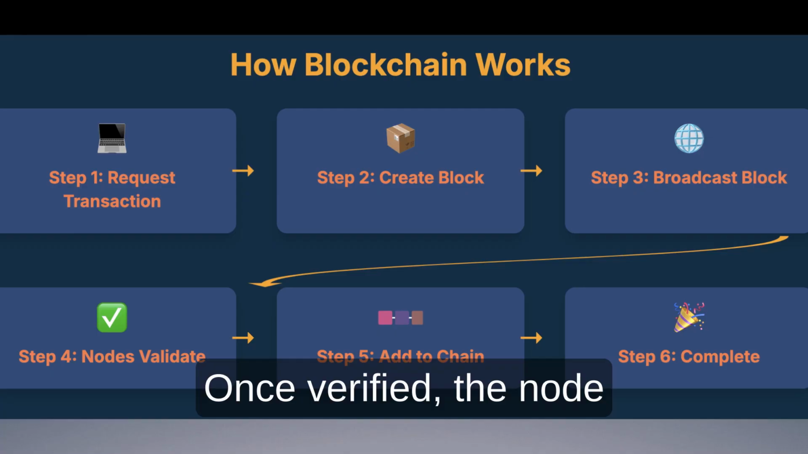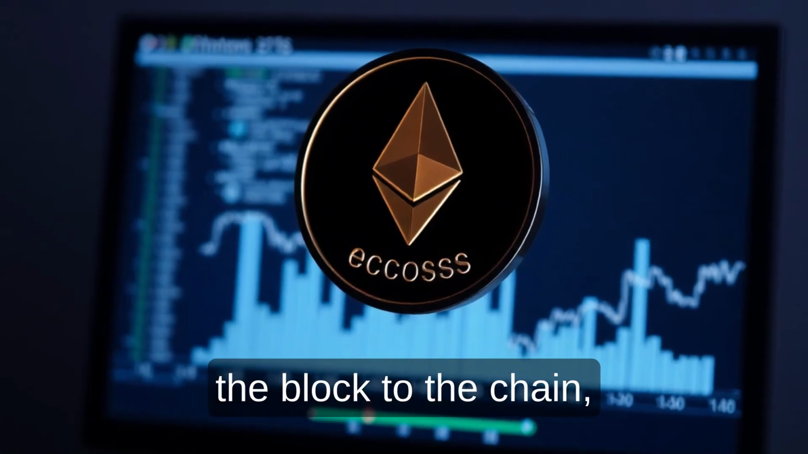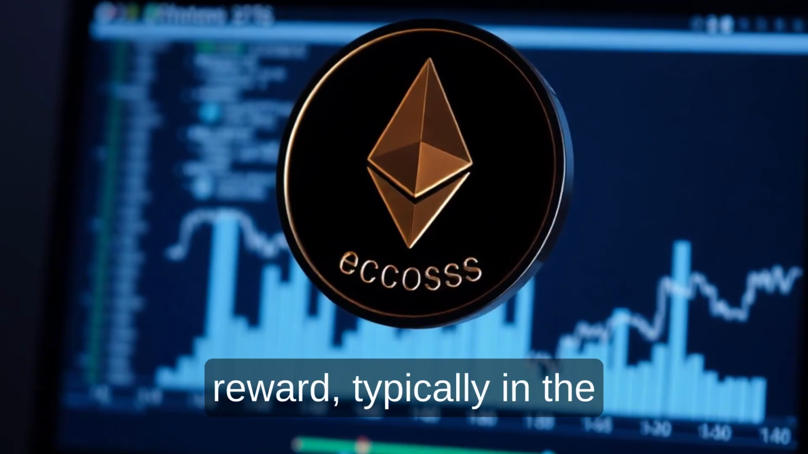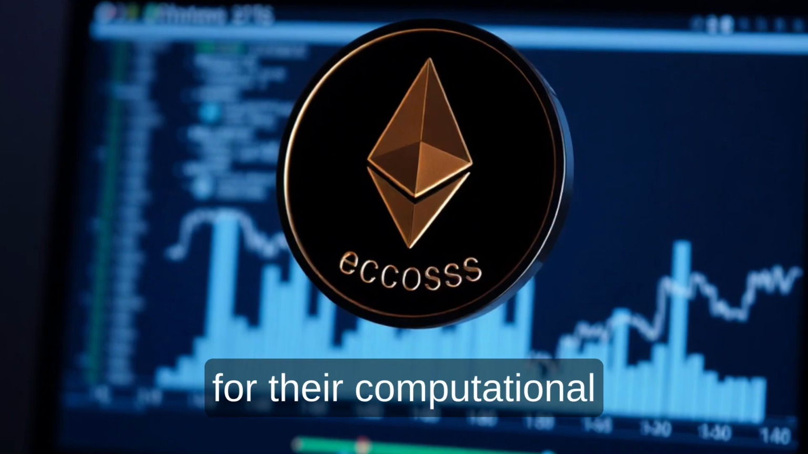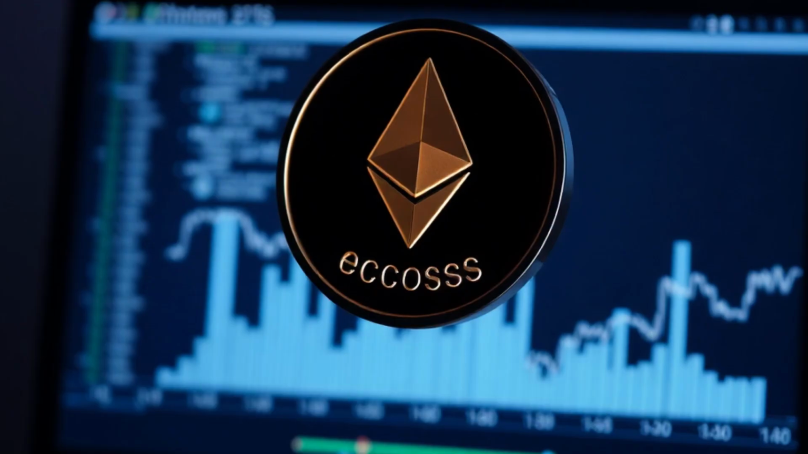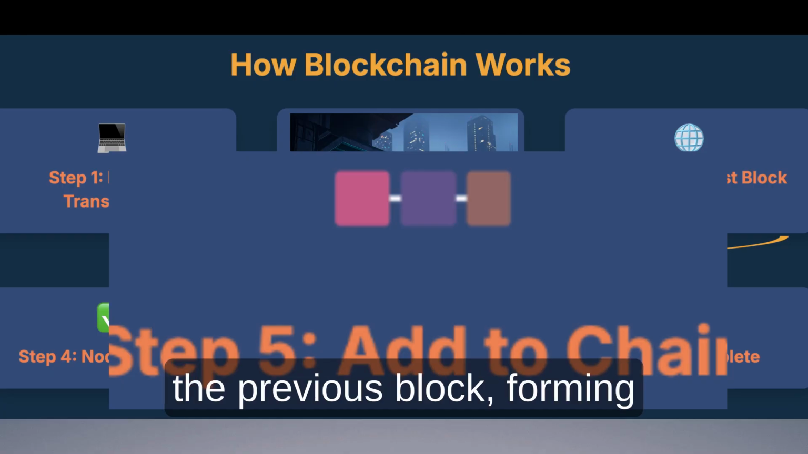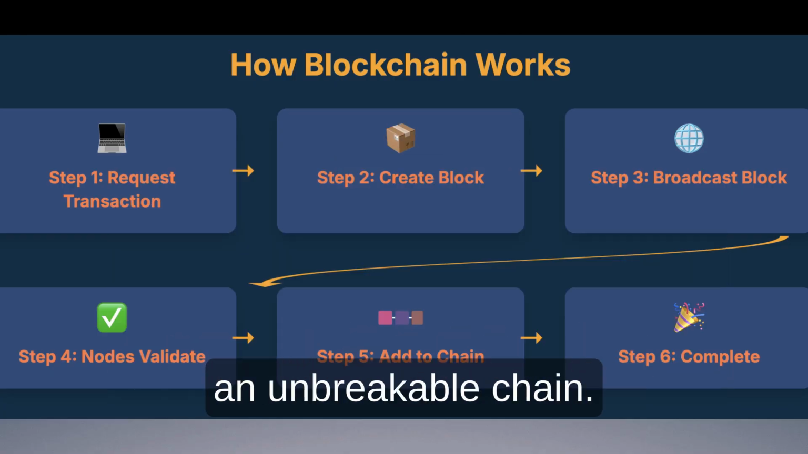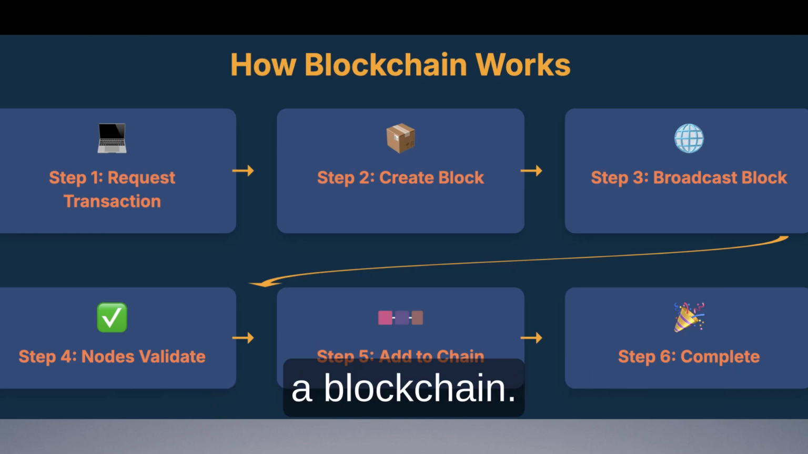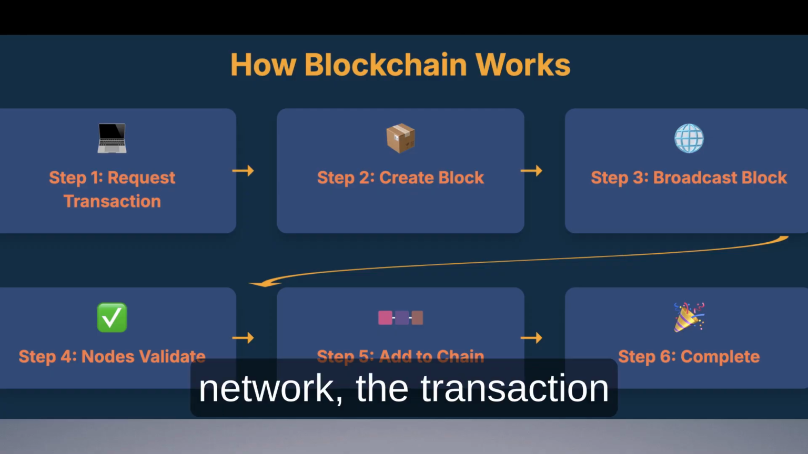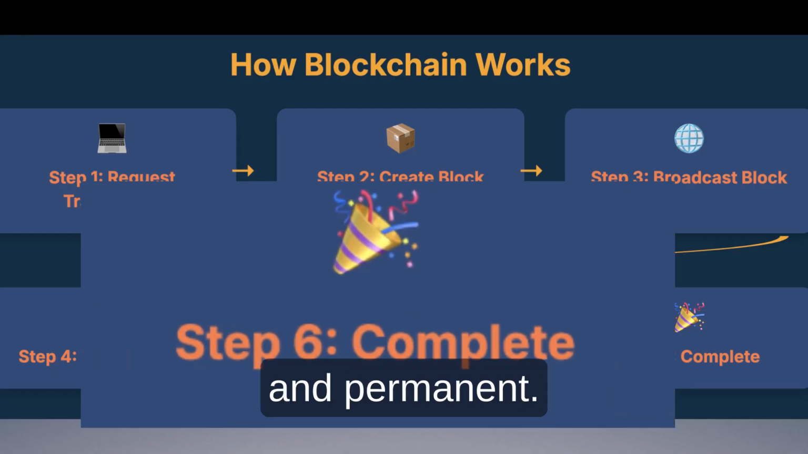Once verified, the node that successfully adds the block to the chain, often through a process called mining, receives a reward, typically in the form of cryptocurrency for their computational effort. In step 5, after verification, the new block is linked to the previous block, forming an unbreakable chain. This is what makes it a blockchain. Once a block is added, its data is virtually impossible to alter. Finally, with the block added to the blockchain and verified by the network, the transaction is considered complete and permanent.